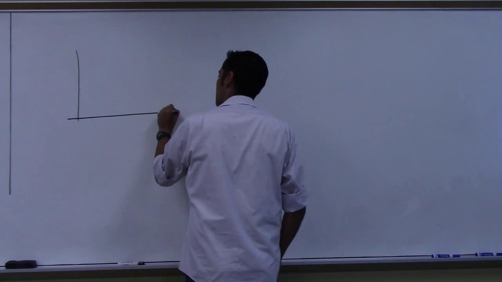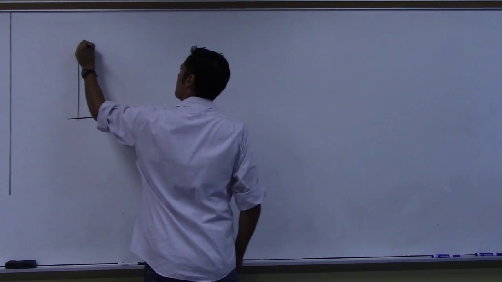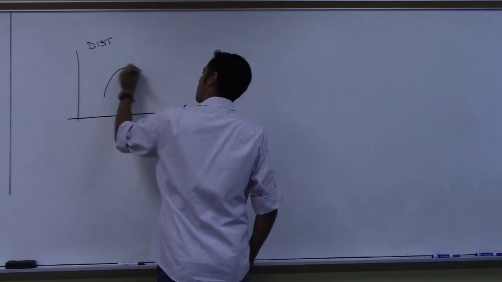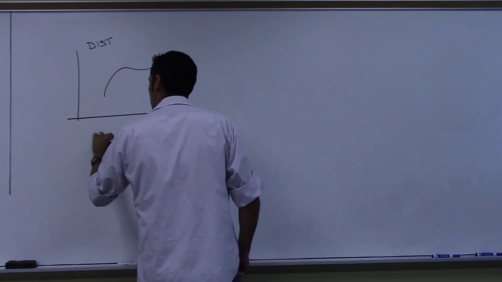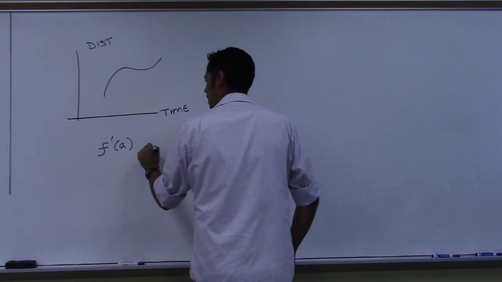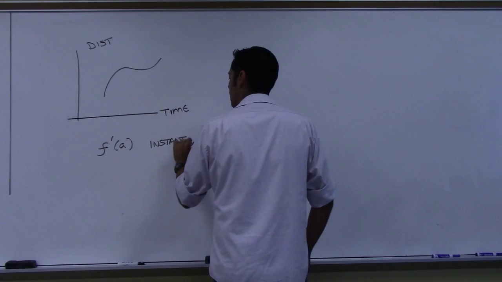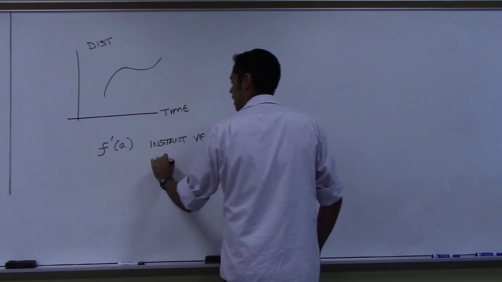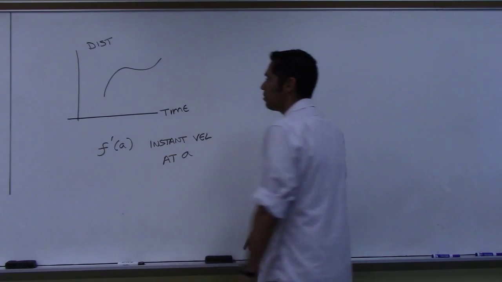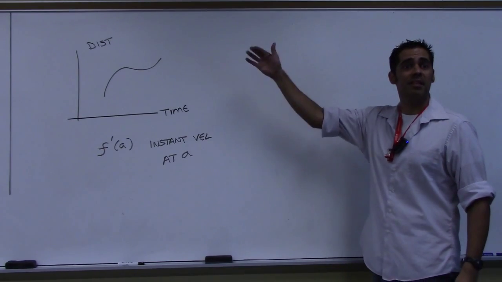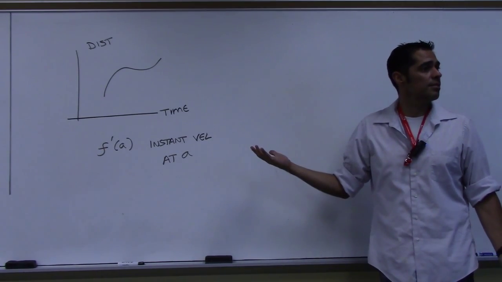So if this is time and this is distance, right, then f prime of a is the instant velocity at a, right? That's what it would be? Because distance divided by time is velocity, yes?